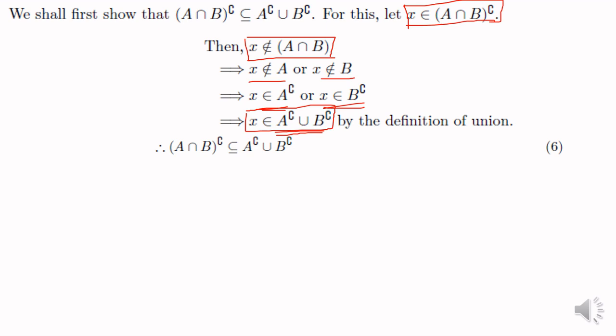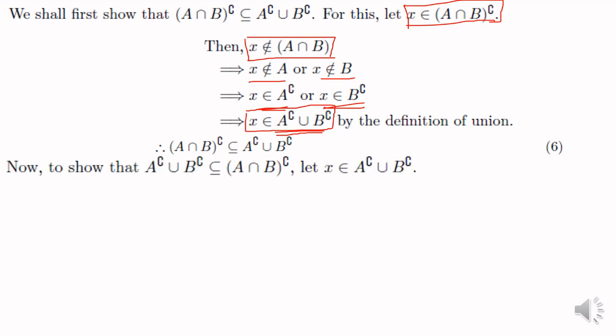We mark it as an equation. Here I mark it as equation number 6; you can take it as equation number 1. So we have proved one part: (A intersection B) whole complement is a subset of A complement union B complement. Now we will prove the other part: A complement union B complement is a subset of (A intersection B) whole complement.